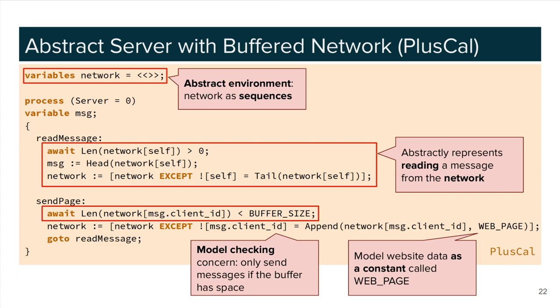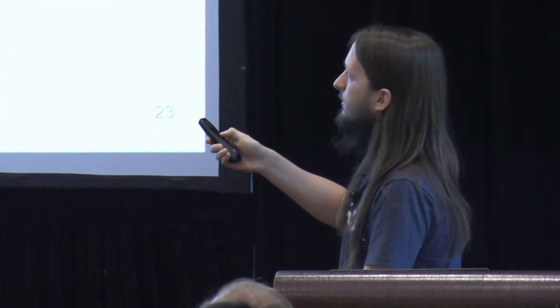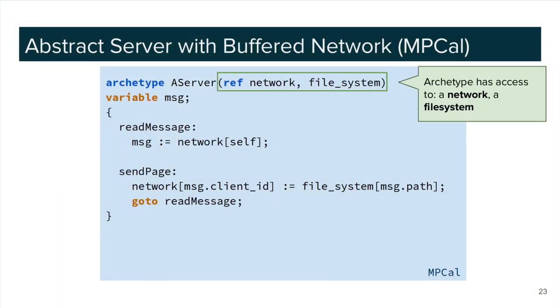Okay, so now we can't even see what the file system is at all. We don't know where it is. So that's going to be fun to implement. So let's turn this into Modular PlusCal and see what happens. So first, network and file system are clearly stated. We can see them now.